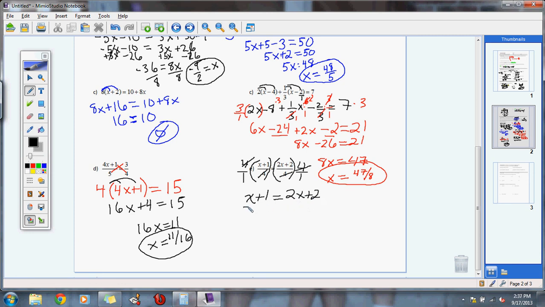And now I'm going to subtract x from both sides. I have 1 equals x plus 2. And then when I subtract 2 from both sides, I'm going to get 1 minus 2, negative 1, equal to x. And if you don't believe me, you can cross multiply this problem, work through it, and you can see that you're still going to get an answer of x equals negative 1.